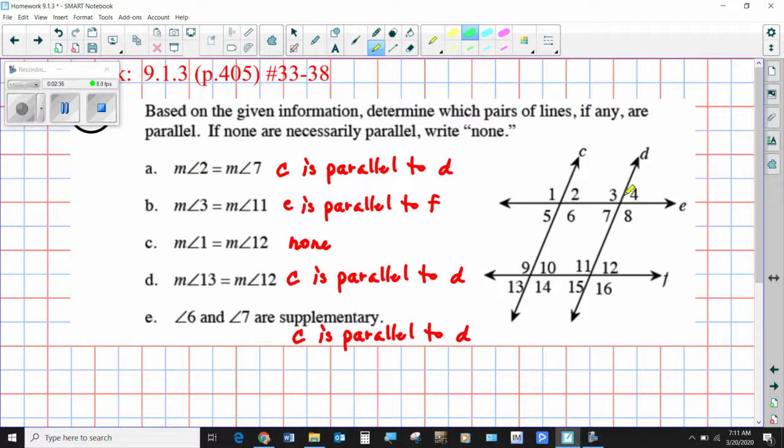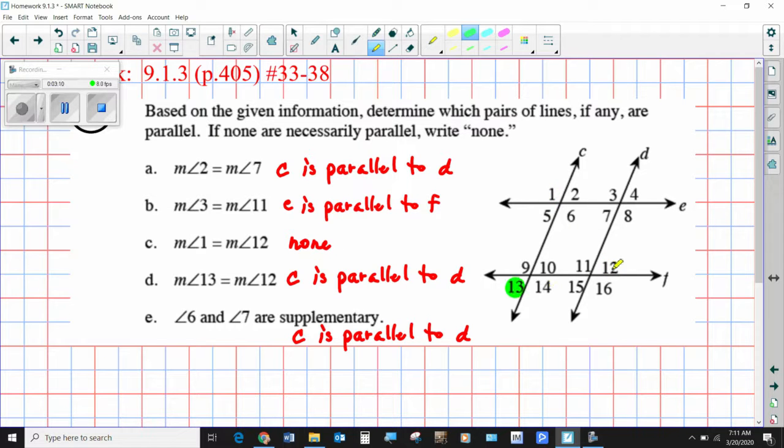Now let's take a look at angles 11 and 3. Okay, so these two angles are corresponding angles on a transversal. And since it says they are equal, then that means that these two lines, line E and line F, must be parallel to one another. For angles 1 and 12, they're not on the same line. So there's really no conclusion that we can draw about any of these lines when they're not on the same transversal. So there's no conclusion to be made there.